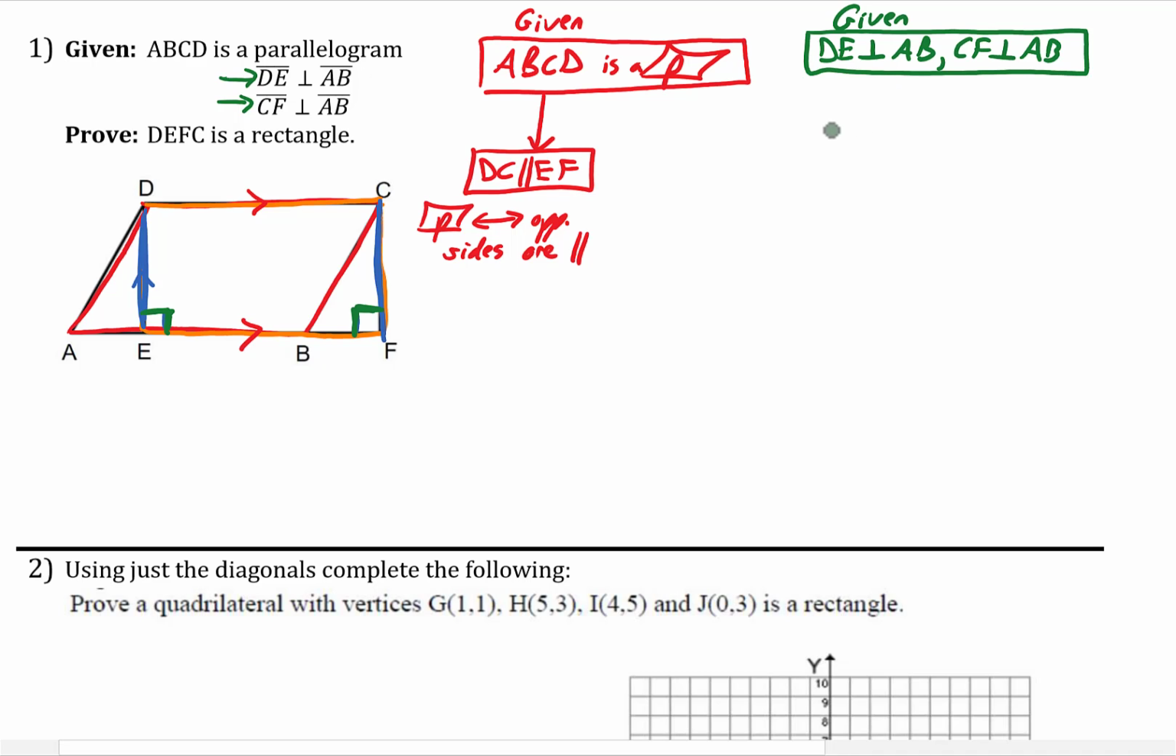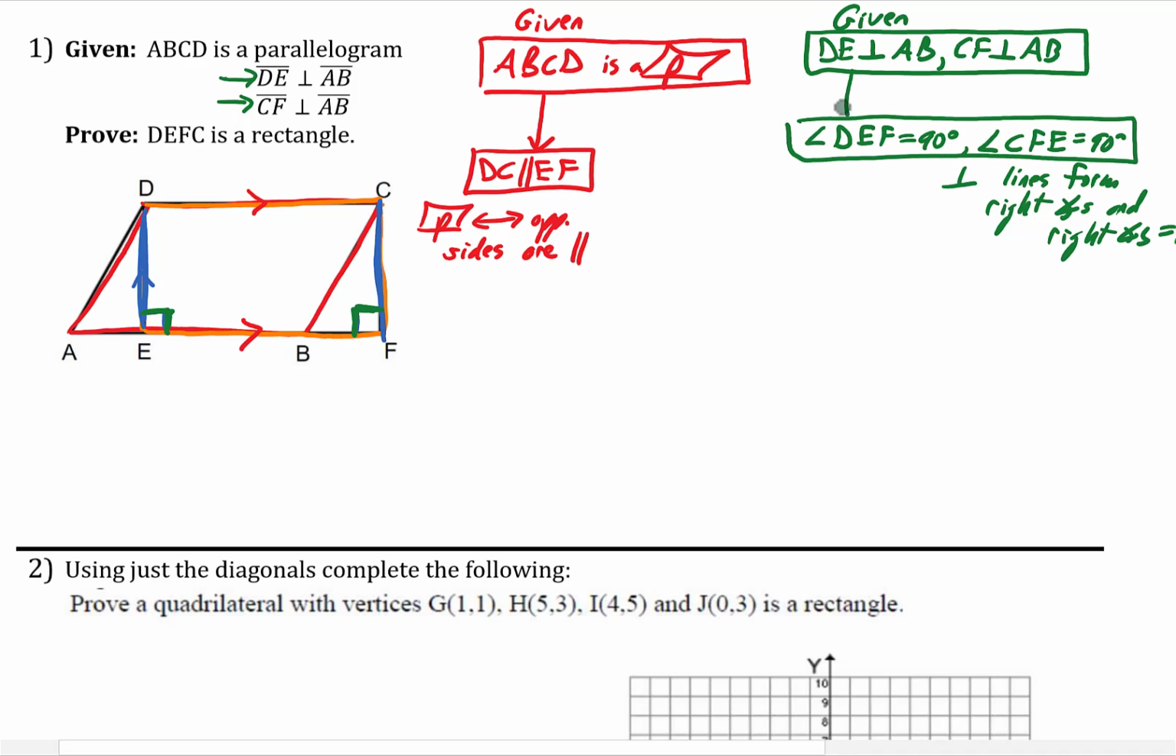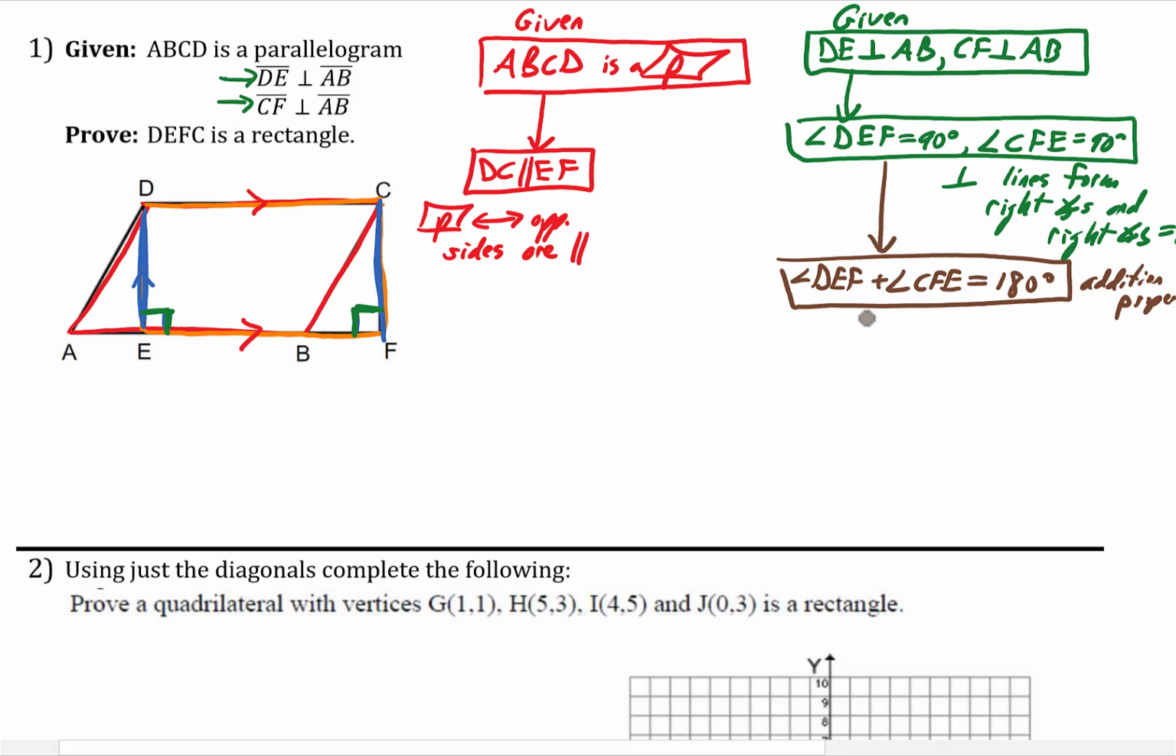Because of that, we know that angle DEF is going to be equal to 90 degrees, and angle CFE is also equal to 90 degrees. Why? Perpendicular lines form right angles, and right angles measure 90 degrees. Now, we know that these two angles, angle DEF plus angle CFE, sum to 180 degrees. Because they sum to 180 degrees, this is just an addition property. Okay, we know that we can say that DE is parallel to CF.